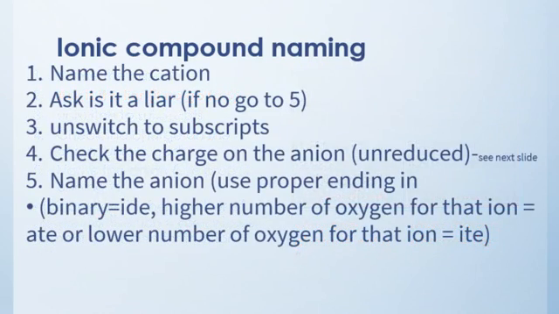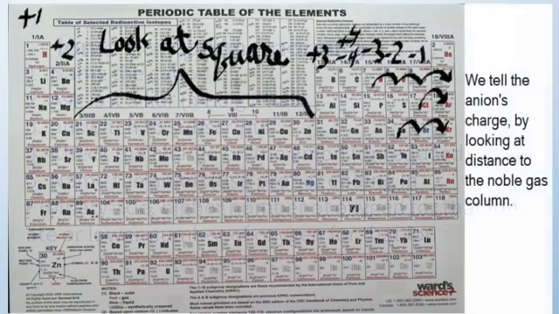To write a compound name for an ionic compound, the first thing you're going to do is name the cation. Ask, is it a liar? Unswitch the subscripts. Check if it was reduced, and end the name of my anion in "ide", "ate", or "ite". How do I tell what the charge is?